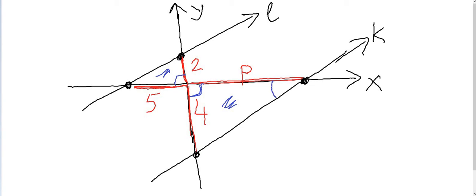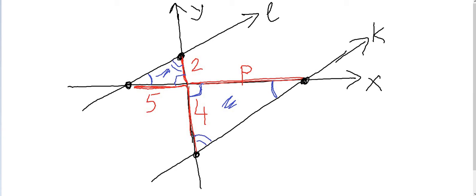This angle is equal to this angle because lines L and K are parallel to each other, and also this angle is equal to this angle. So really those two triangles are similar, so by using that, the ratio of their sides are also equal.